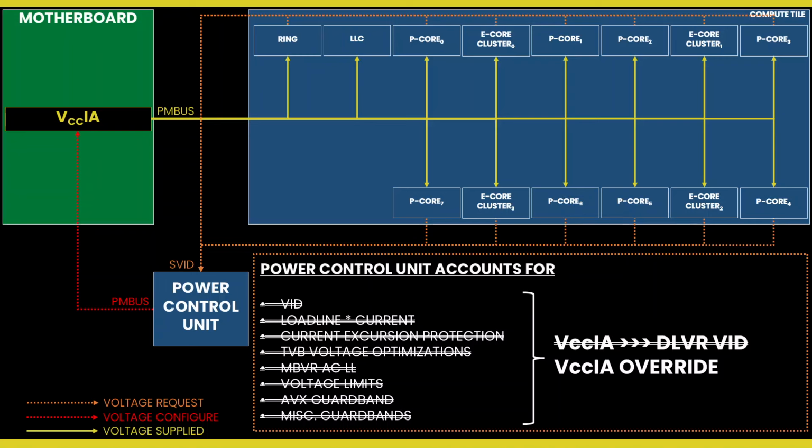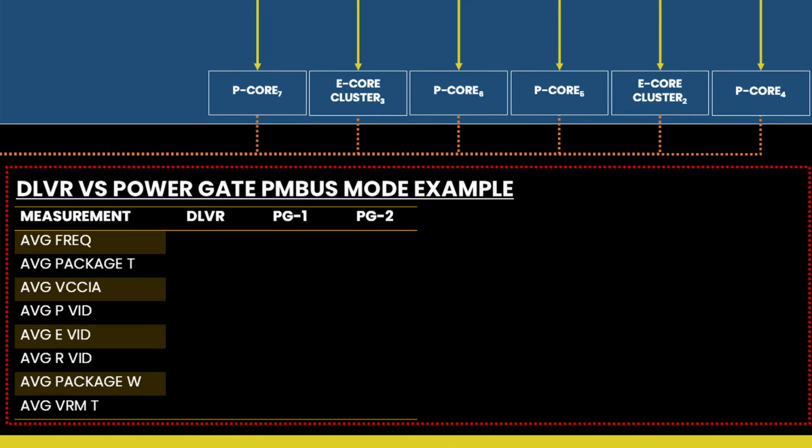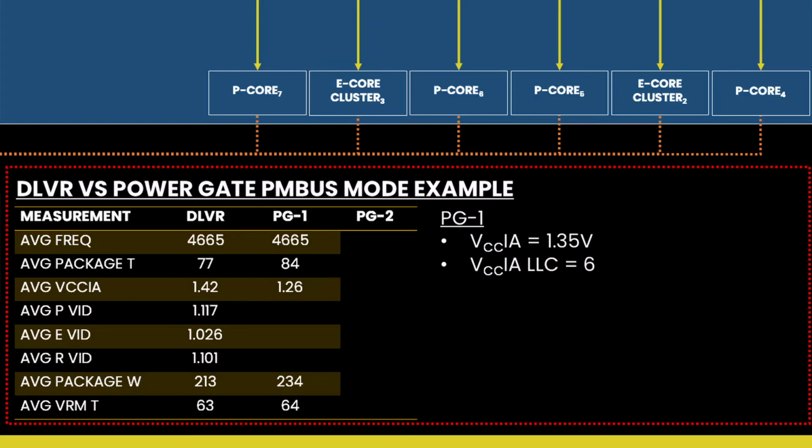This approach is a very traditional way of overclocking, whereby you set a fixed output voltage and then use an appropriate VRM load line setting to reduce the operating voltage in higher load scenarios. Let's have a look at an example and compare power gate and DLVR in Cinebench R23. If we set 1.35 volt with LLC6, then the effective voltage under load is 1.26 volt. That's about 150 millivolt higher than with DLVR.